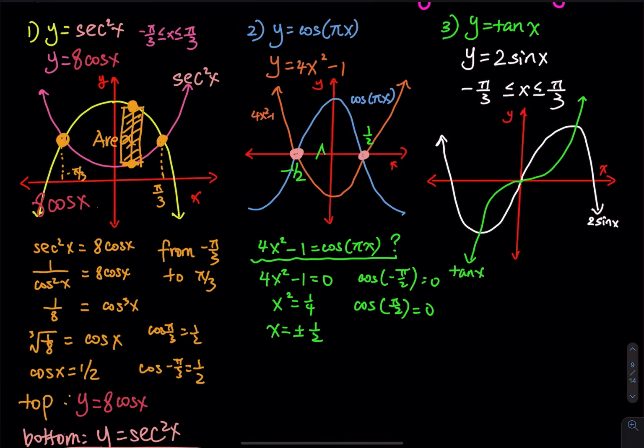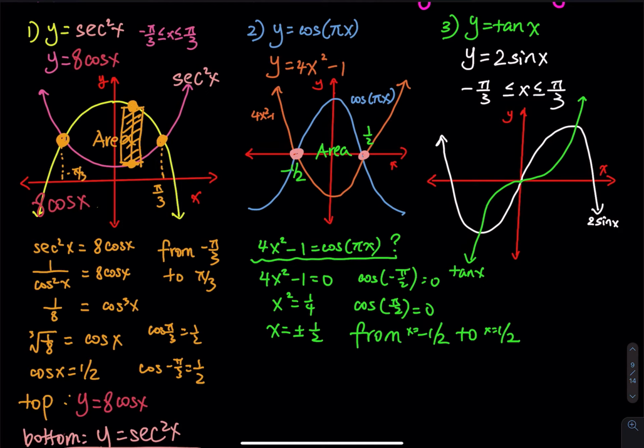So this will be my area then. So I know that this is from negative 1 half to positive 1 half. They are both x equal. Okay, got it. And then what about the top curve and the bottom curve?